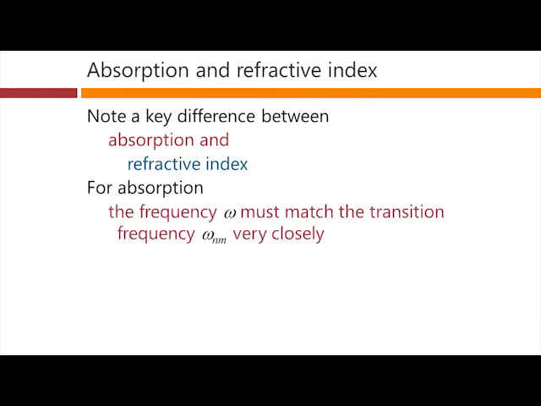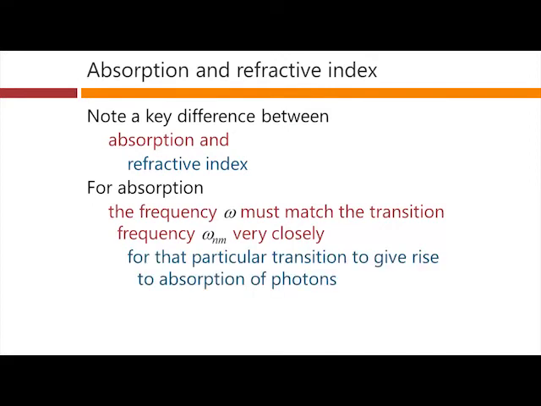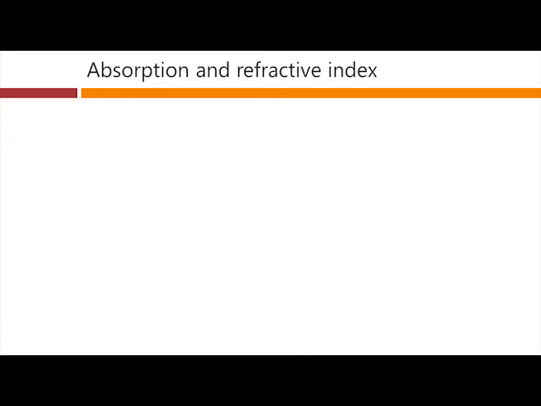For absorption, the frequency omega must match the transition frequency very closely. In our theory, it was turning into a delta function. It might well be a Lorentzian function, the matching we have to have here. But still, the frequency of the radiation must match the transition frequency very closely. Otherwise, that particular transition will not have absorption of photons associated with it.